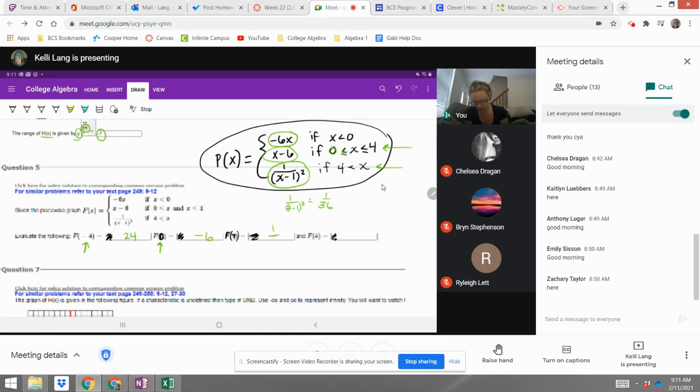And for the last one, I'm pretty sure it's asking us for f of 4. If we plug 4 in, that's going to have to go into the middle function, because this is the place where x is less than or equal to 4. So if we plug 4 into the function, we get 4 minus 6, which is -2.